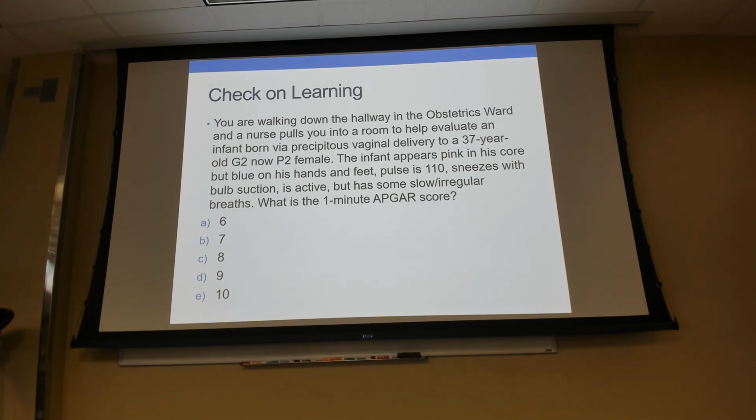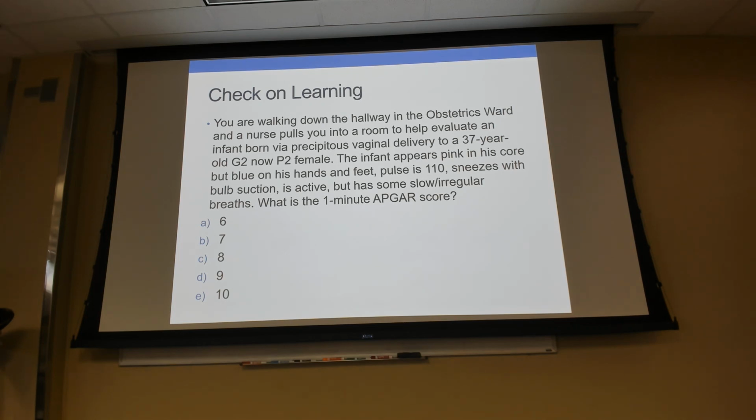Gestational, how many times have you been pregnant? Number of gestations. And then how many deliveries have you had? So G2, P2 means she's been pregnant twice. And she's had 2 deliveries. The infant appears pink on his core, but blue on his hands and feet. His pulse is 110. He sneezes with bold suction. He's active, but has somewhat of a slow and irregular breaths.